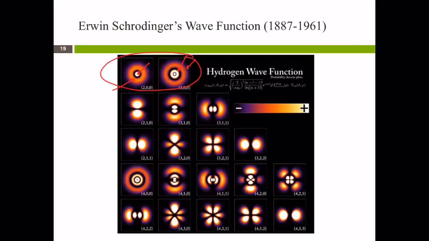The first category is these ones that are spherical, and those are referred to as s orbitals. Then there are these ones that are kind of dual lobed, those are p orbitals, and then these ones down here that have these crazy shapes are d orbitals. Let's dig into those a little bit more.